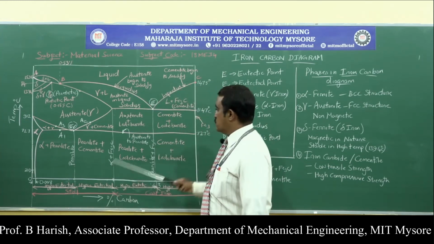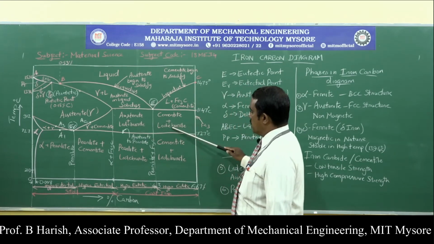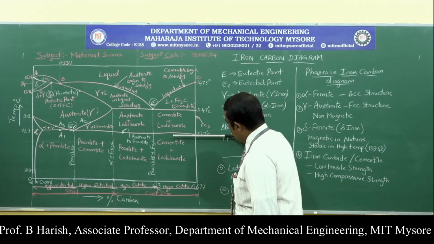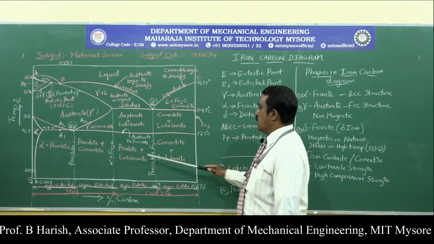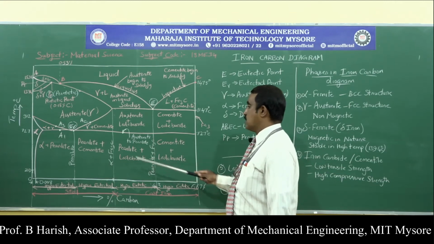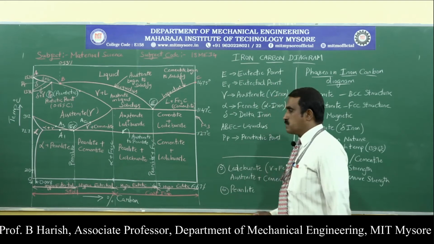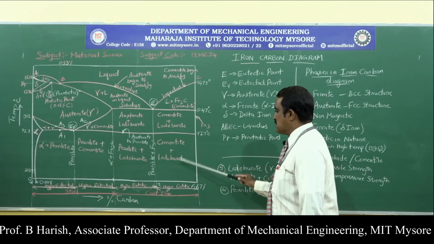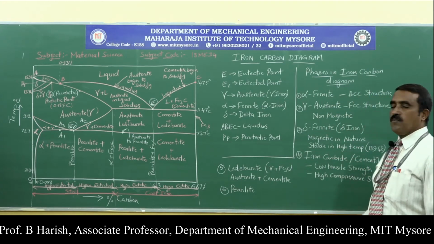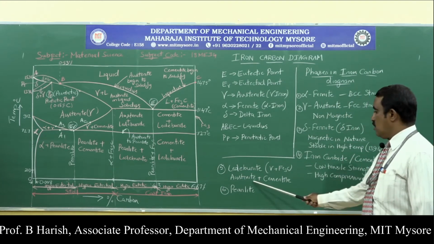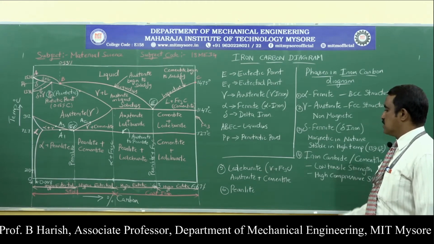You can observe ledeburite here. So this is austenite plus ledeburite, then cementite plus ledeburite, above a temperature of 727. Below 727, it is pearlite plus ledeburite, whereas in the region from 4.3 to 6.67% carbon content, it is cementite plus ledeburite. That is one more phase of iron, a combination of austenite plus cementite.